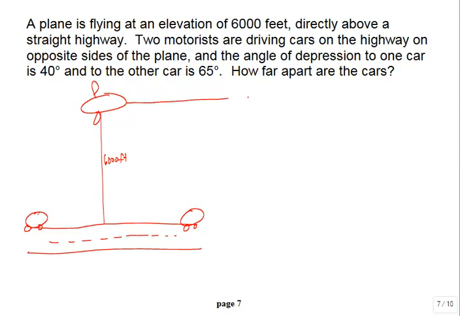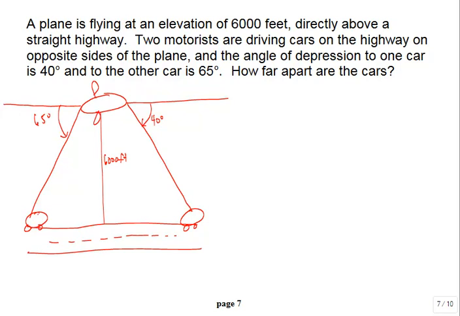If it were to continue flying in this direction, that would be its horizontal. Its direct line of sight to the car would be this diagonal. And your angle of depression is from the horizontal down to that line of sight. So this would be that 40 degrees. If we go in the other direction, here's the horizontal, here's the direct line of sight, and the angle down from the horizontal to the car is that angle of depression, so this would be that 65 degrees.